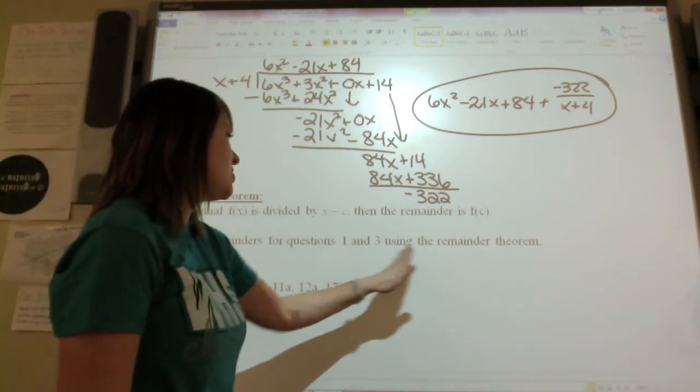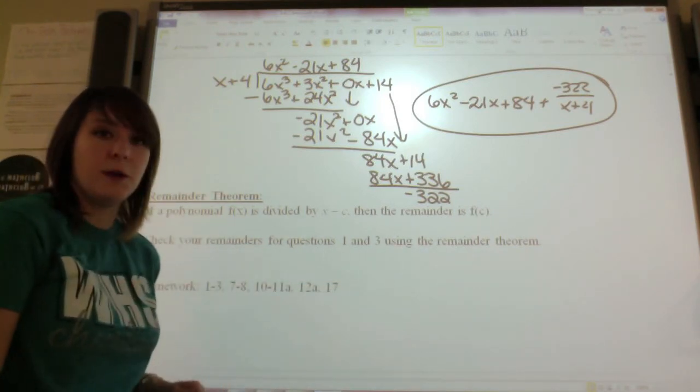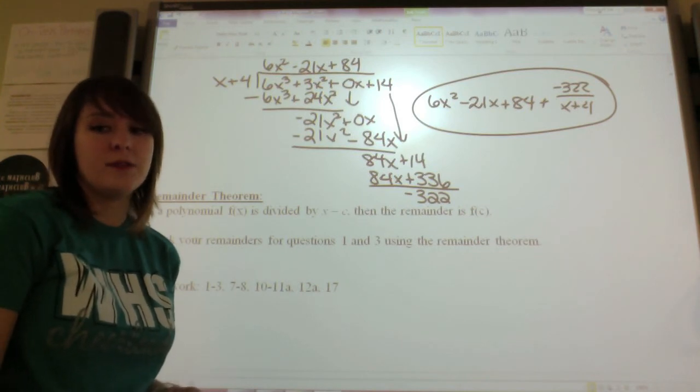And I'm going to let you guys check your own remainders for 1 and 3 using the remainder theorem. And that is everything for section 4.